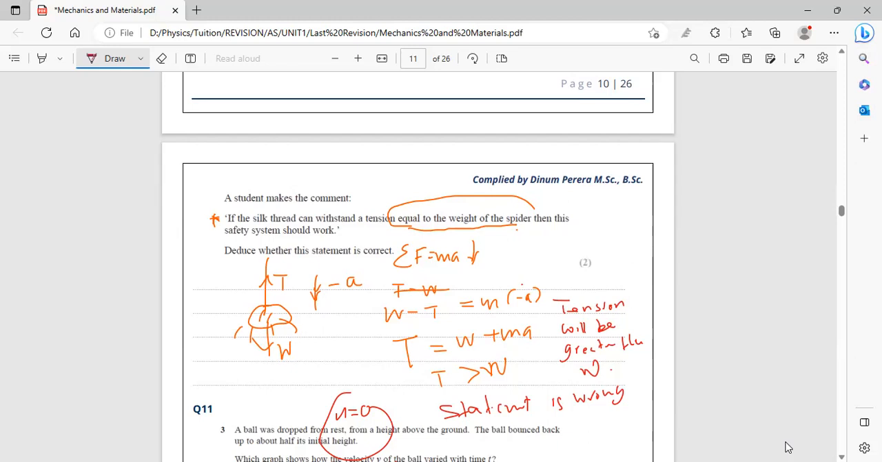If the spider is hanging with the silk thread, and if the spider needs to come to rest, the spider should decelerate. The spider decelerates simply if the tension is greater than the weight only. If you draw a diagram, you can identify, right? Because weight acts vertically downwards.